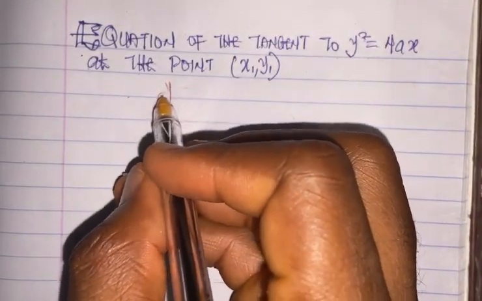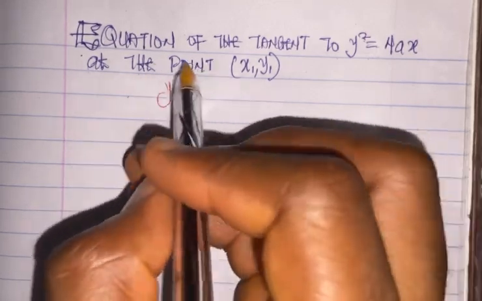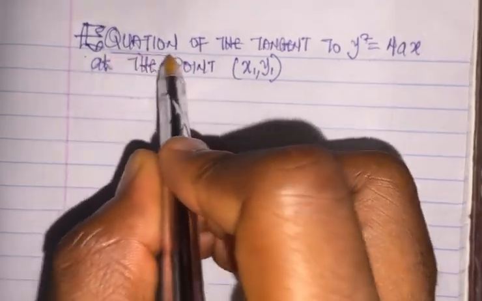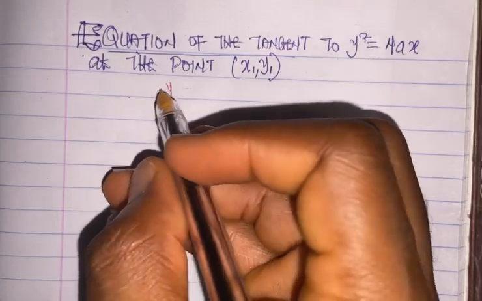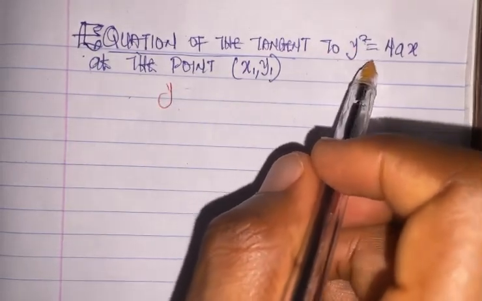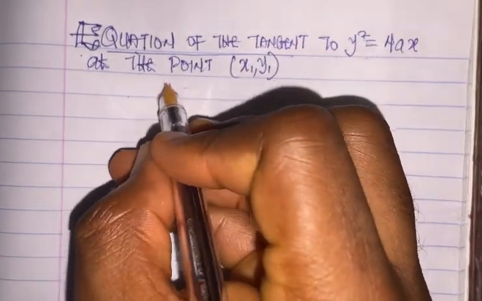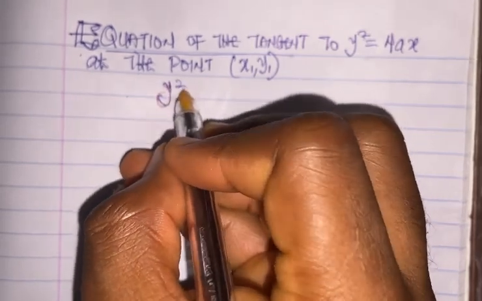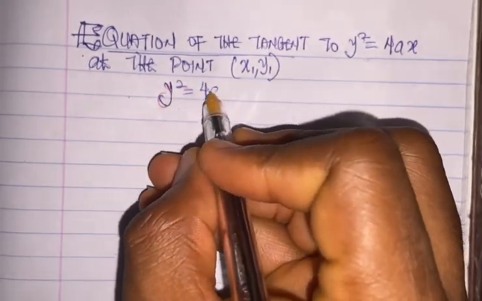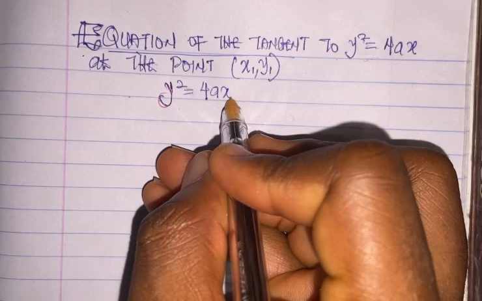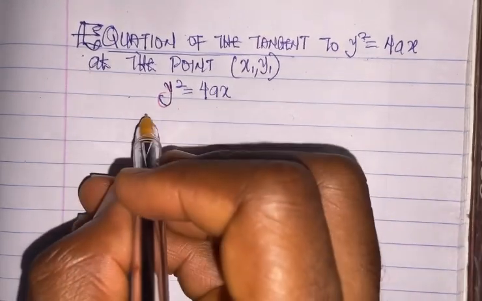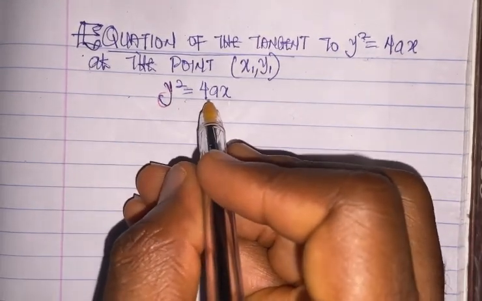We can continue on the endeavor to now prove the equation of tangent to a parabola. We know this is a parabolic equation, right? So I'll just repeat it here: y squared equals 4ax. Now, the first thing we are going to do is to differentiate it implicitly.